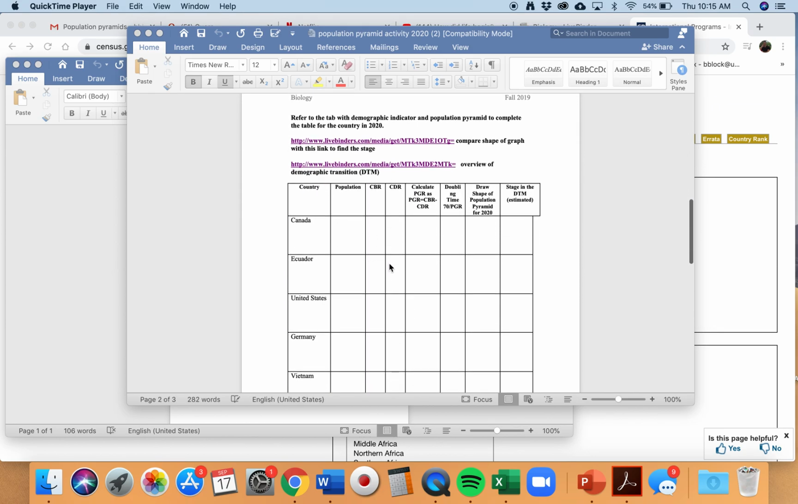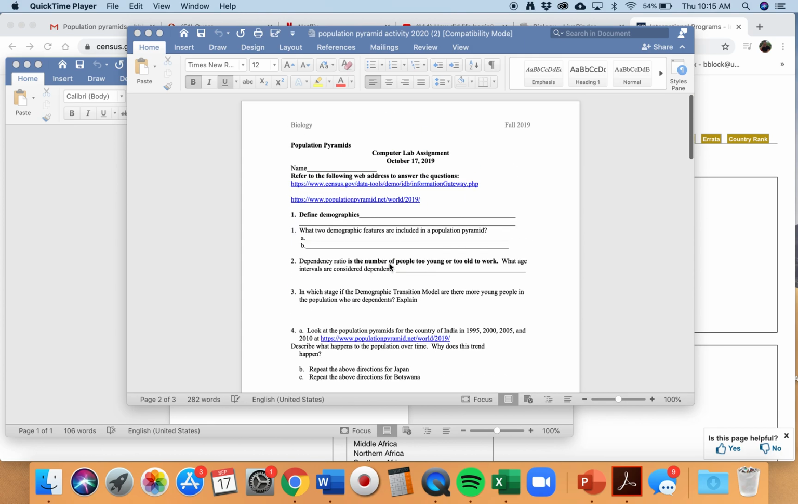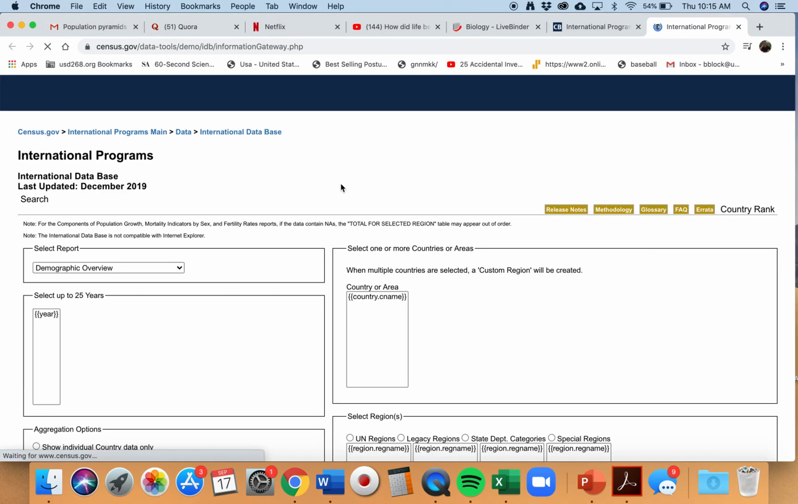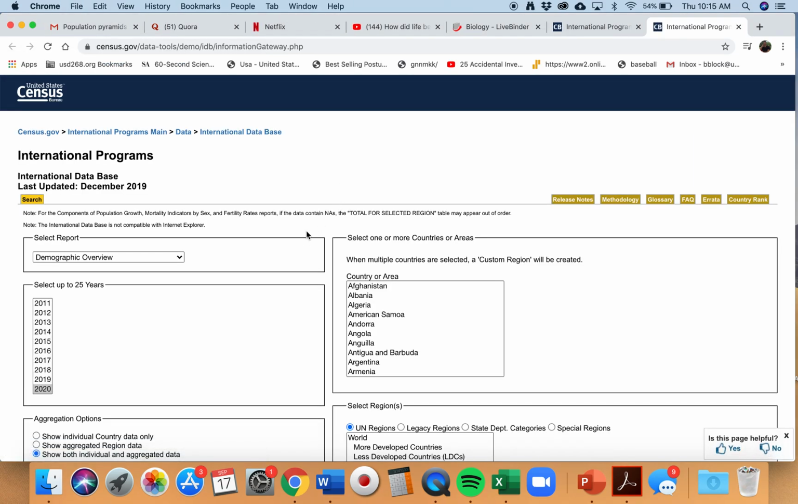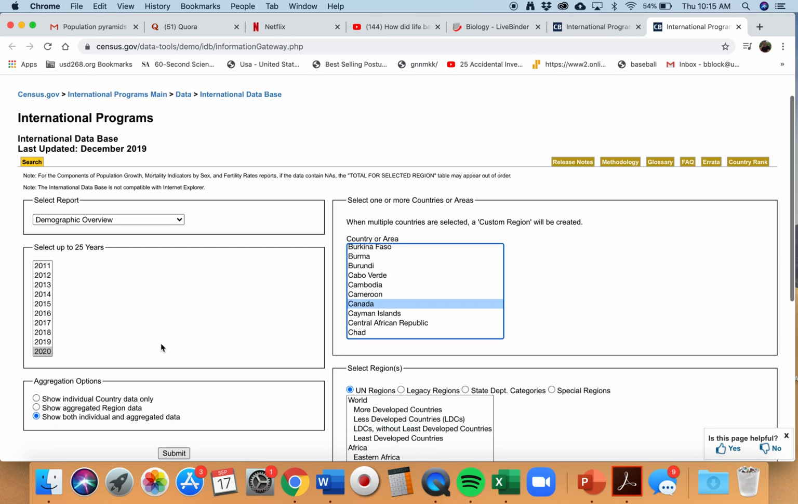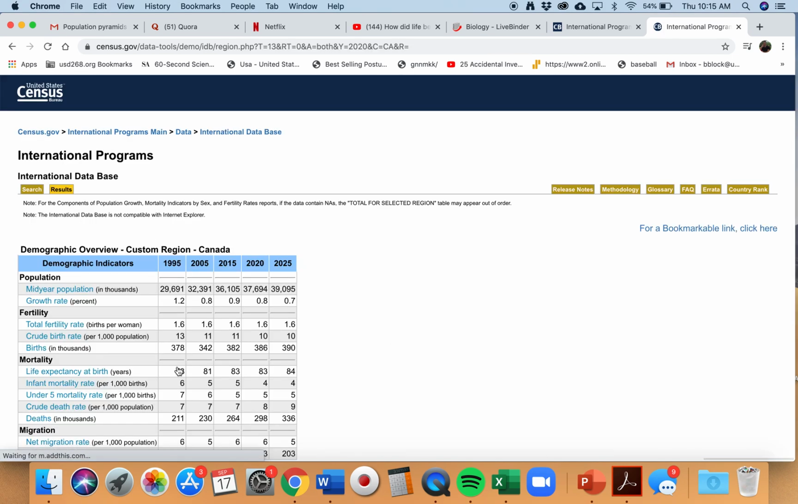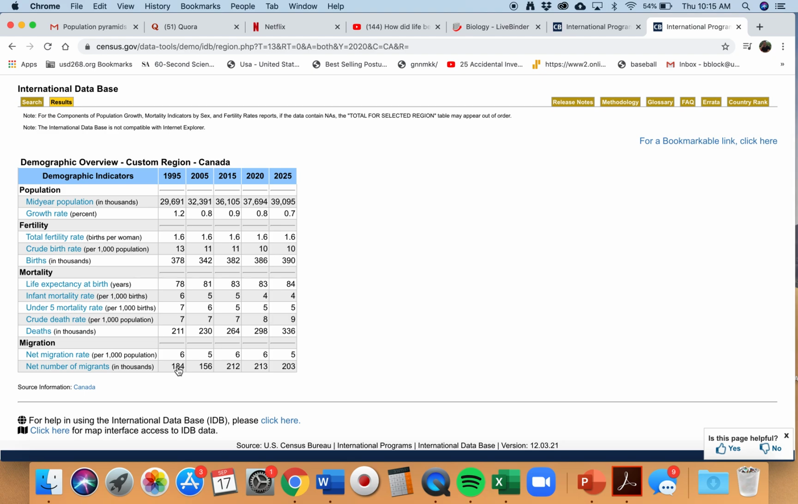Okay, so to fill out this table, you need to go to the Census Bureau link at the very beginning of this worksheet. So I go there, and the very first one it wants information on is Canada. So I go over here to the countries, I look up Canada, I want demographic overview, I hit submit, and it gives me all the statistics on their population. Okay, so it wanted population, so this is in thousands, so their population is 29 million.